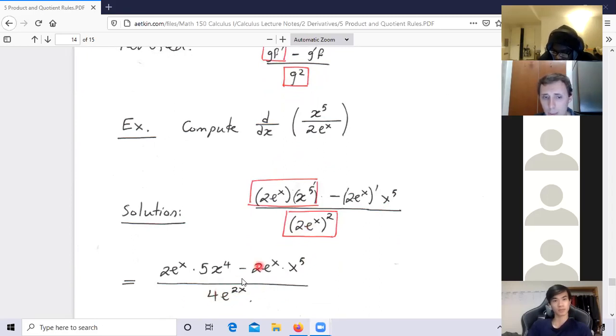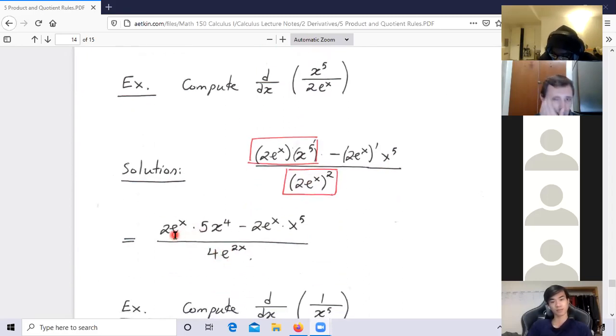The denominator squared is 4e to the 2x. I squared it, yes? I get this denominator. Numerator, I get 2e to the x, derivative of x to the 5 is 5x to the 4. Minus, again, the derivative of 2 times e to the x is not changed. It remains the same, times x to the 5, which I don't differentiate.